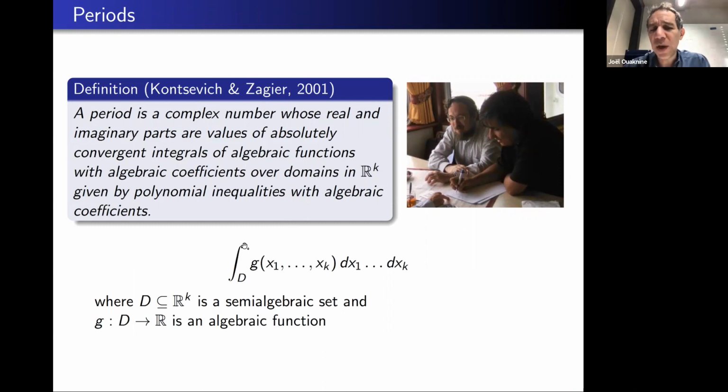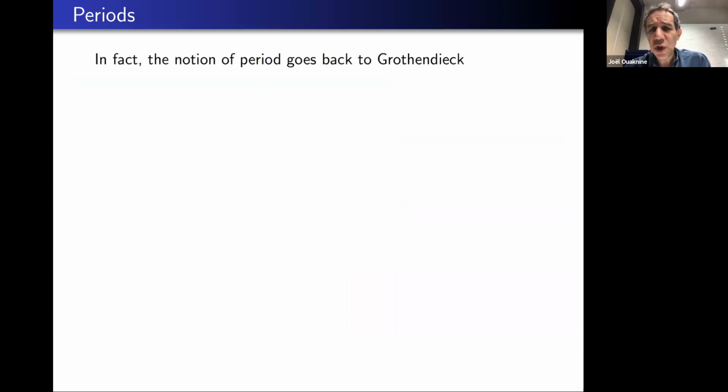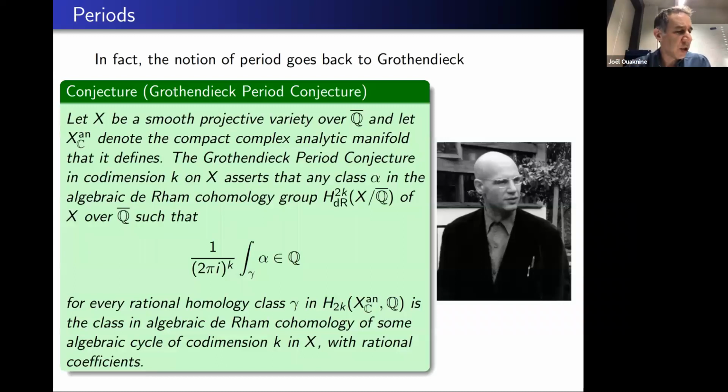So what's a period? A period is an integral of an algebraic function. So G is an algebraic function over a semi-algebraic set. Periods include all algebraic numbers, but many other numbers besides, like pi is a period, for instance. And in fact, this notion goes back further. It goes back to Grothendieck, who did not define these things formally, but he formulated these conjectures, such as the Grothendieck period conjecture.